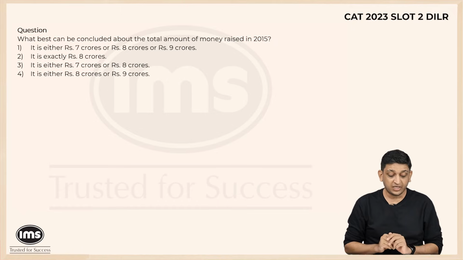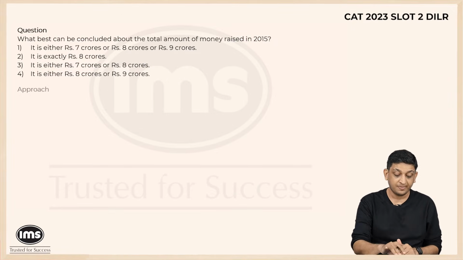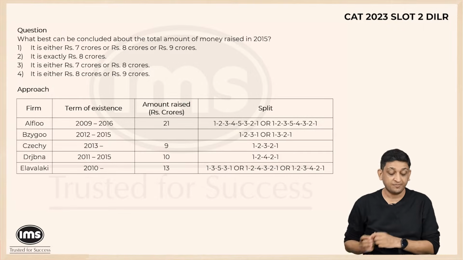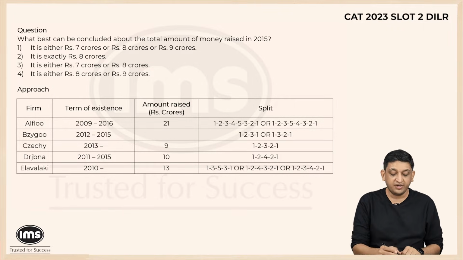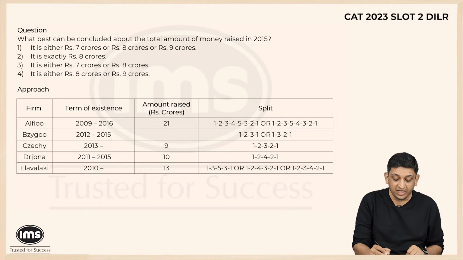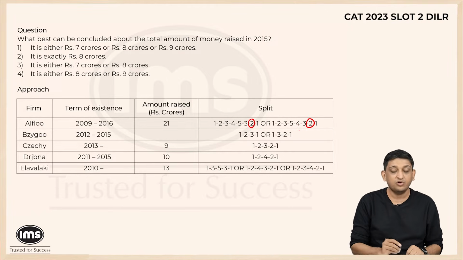In this question, you have to figure out what best can be concluded about the total amount of money raised in 2015. Now, if you look at the table that we have here, we know the amount of years for which these firms have been in existence. We can figure out what happened in the year 2015. So let's say, for example, we are talking about firm A. We know for sure that the firm A was in existence till 2016. We know for sure that 2015 would have been the penultimate year before the firm closed operations.